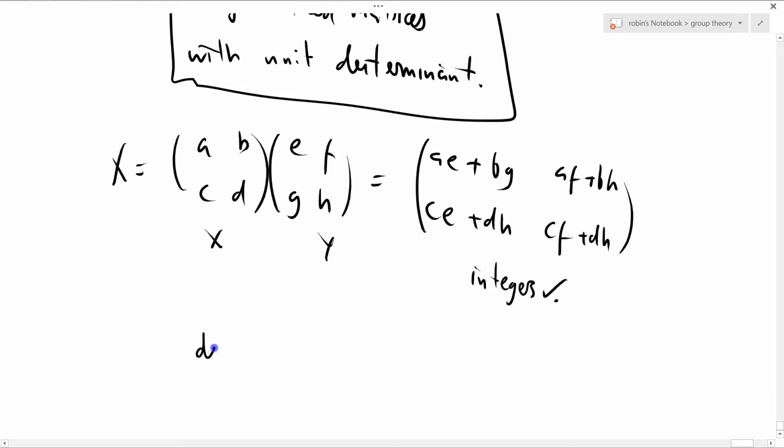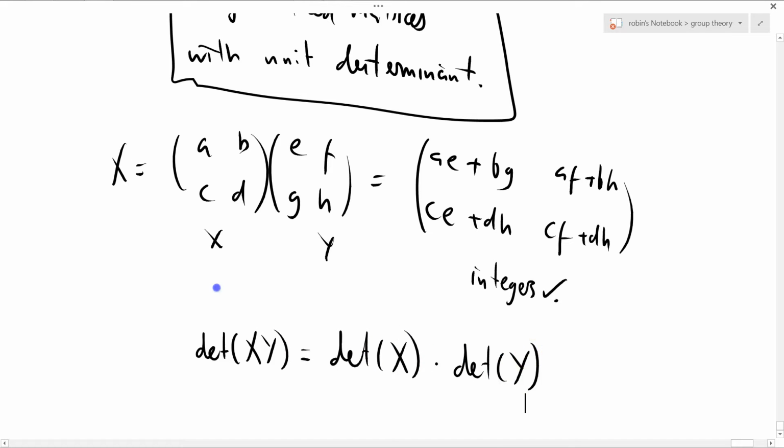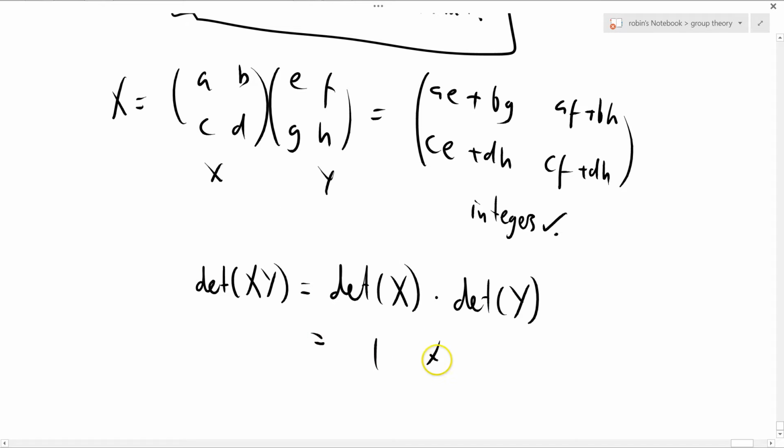But the other condition for my group G was that the determinant was a unit determinant. And you will remember from matrix algebra that the determinant of XY equals the determinant of X times the determinant of Y, which equals 1 times 1. Why is it 1 times 1? Because X and Y are by design or by assumption in the ground set of the group, and they have determinant 1. And 1 times 1 is 1. So XY is not only integer valued, but it's also got determinant 1.